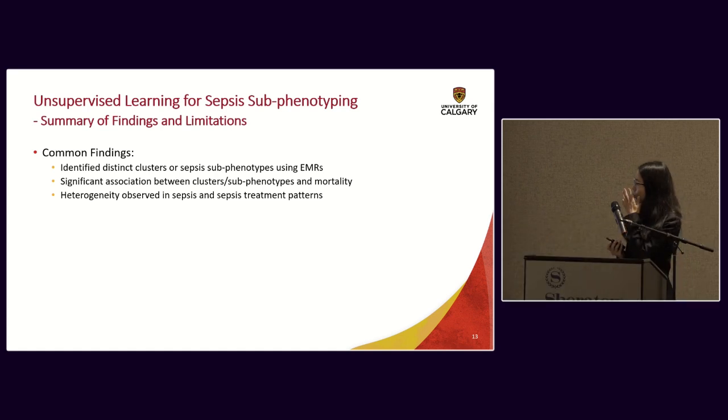Okay, just to summarize, across these 6 publications, we found that these papers show the potential that using unsupervised learning could identify distinct clusters of sepsis subgroups using EMR data. And they also present significant association between clusters and the key clinical outcomes like mortality, and also reflected the high heterogeneity in sepsis patients and sepsis treatment patterns.